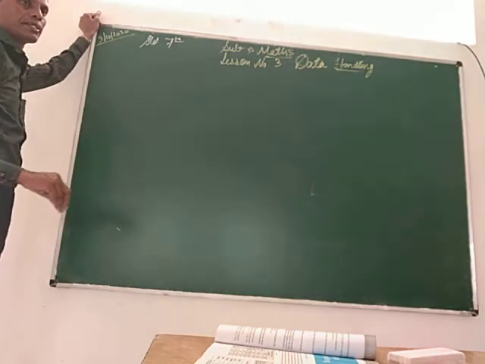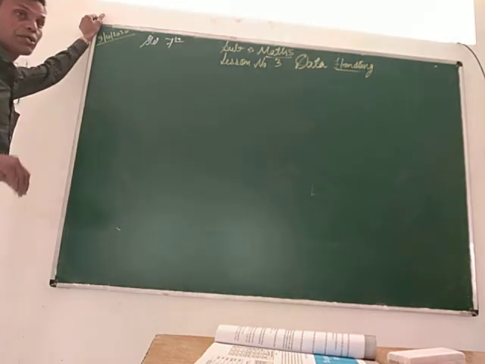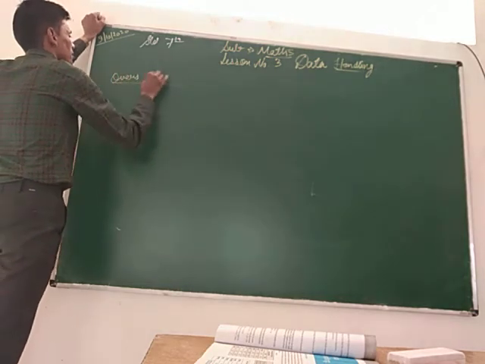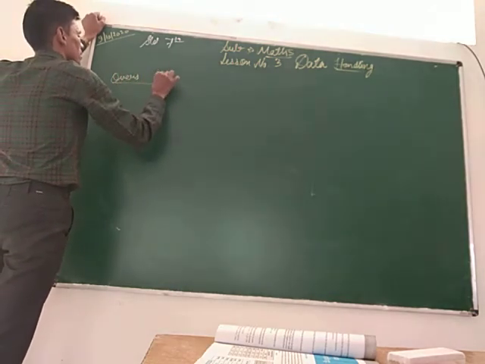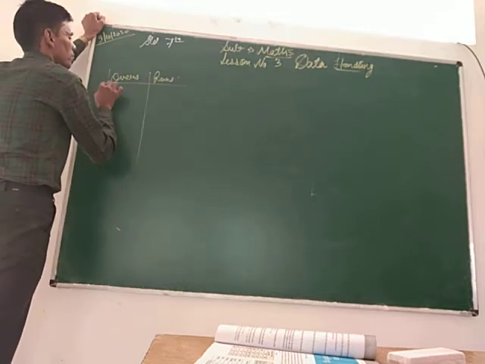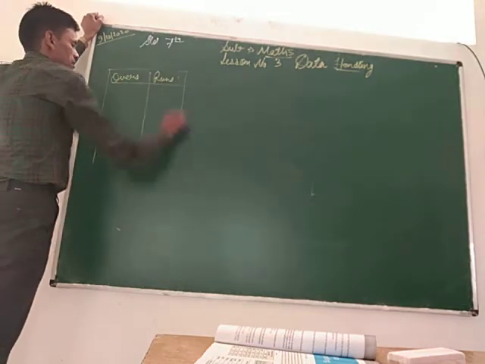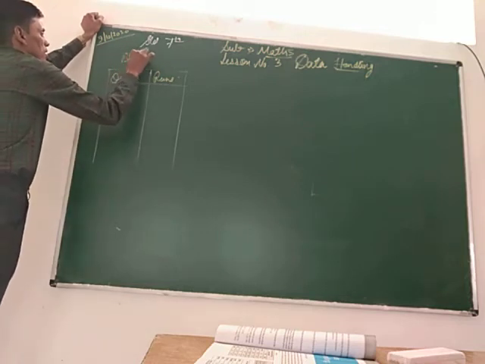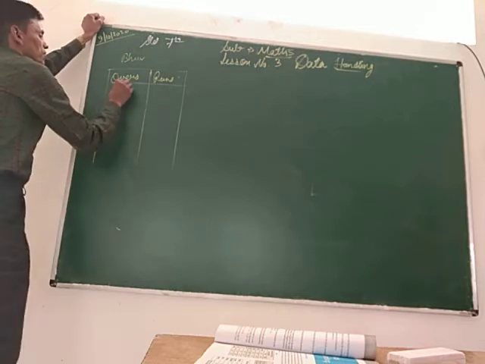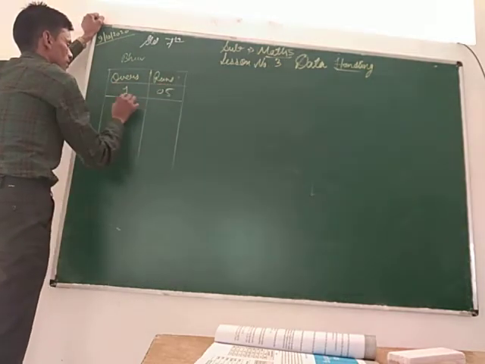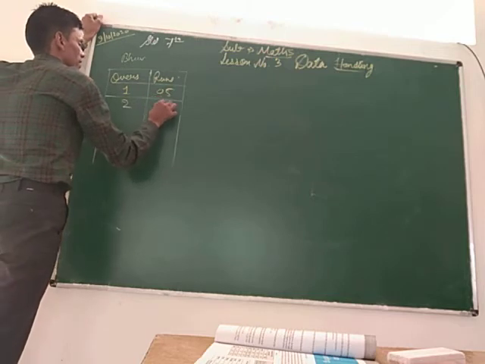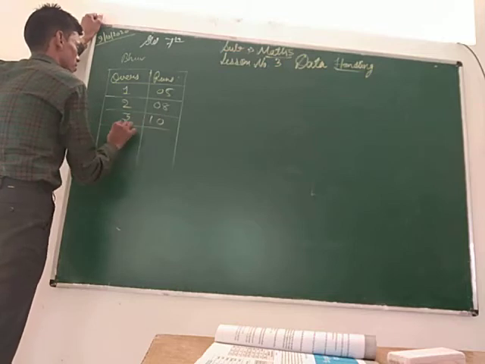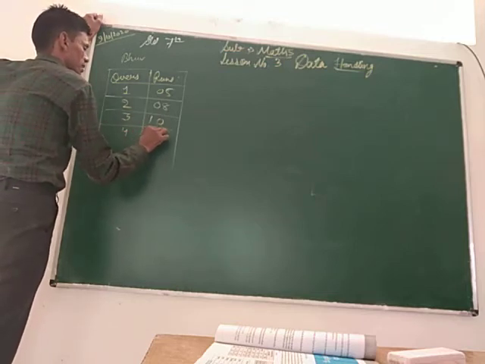Suppose you must have seen, when you watch a cricket match, the overs and runs are written like this. For a particular bowler, suppose Bhuvneshwar is the bowler. In the first over he gave 5 runs. In the second over he gave 8 runs. In the third over he gave 10 runs. In the fourth over he gave 7 runs.